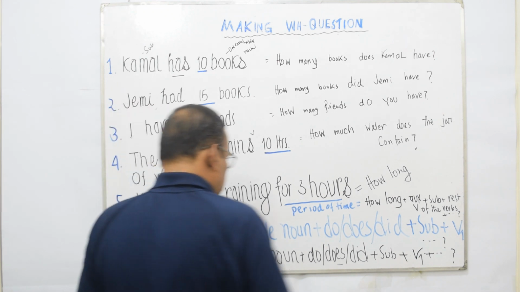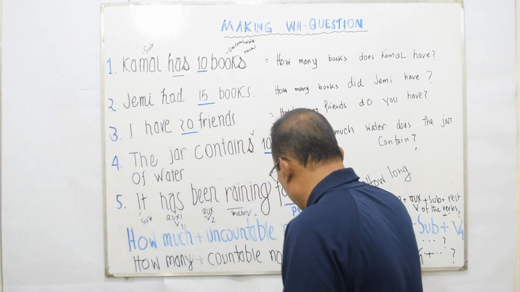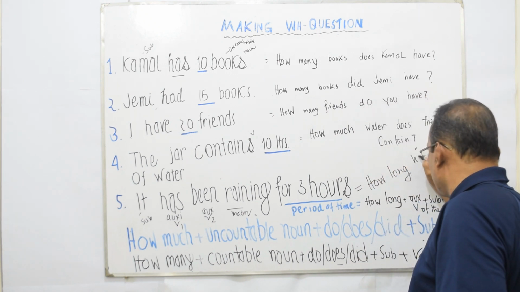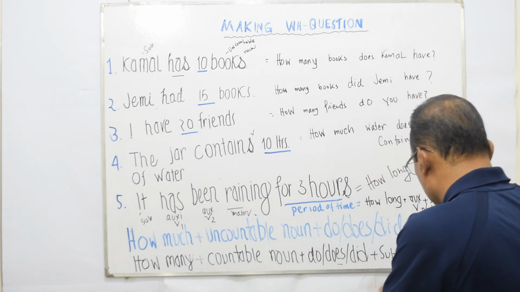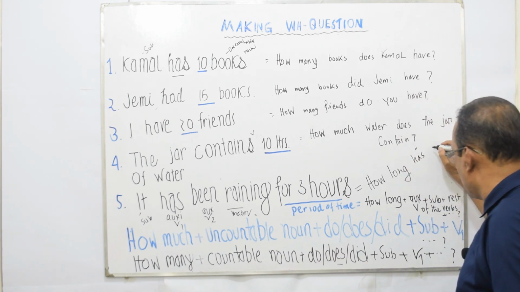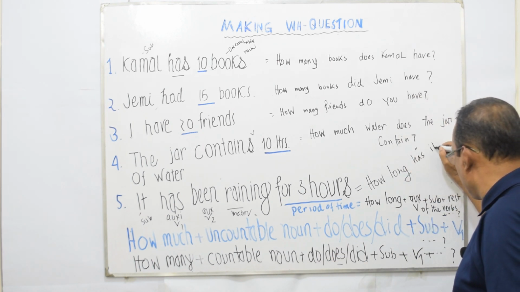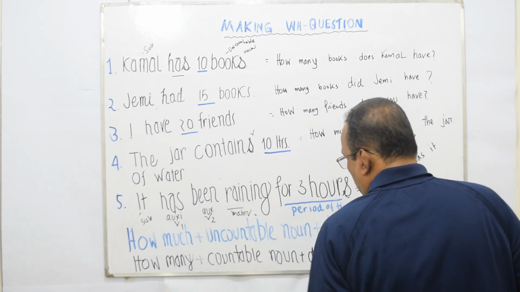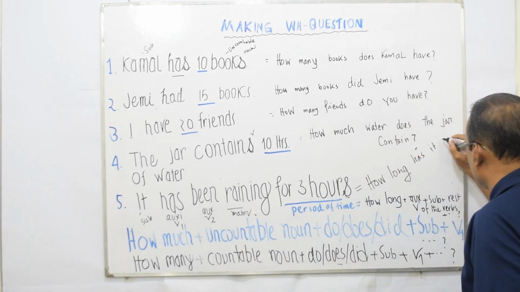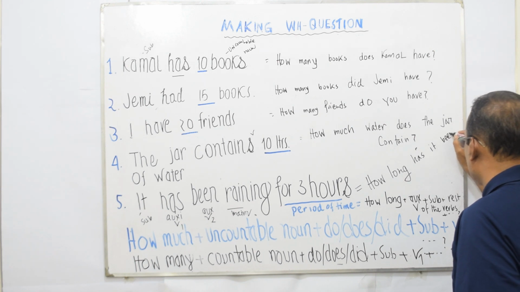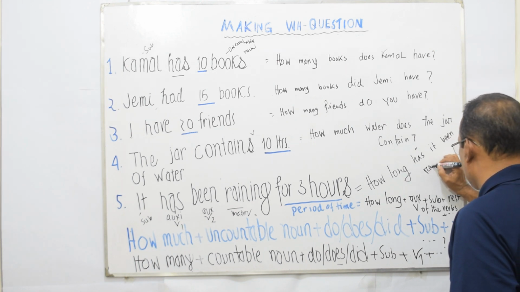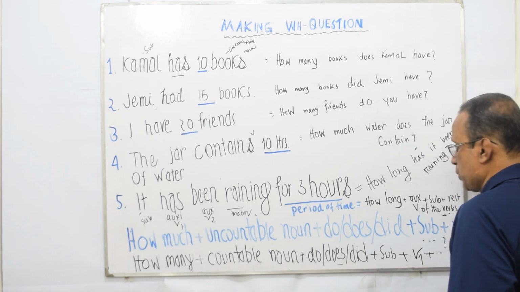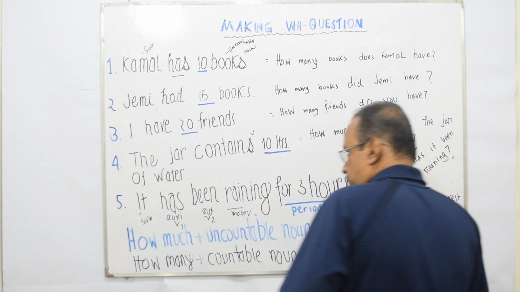So how long? We have to bring the first auxiliary verb. How long has? Then we have to bring the subject, it. How long has it? And after the subject, we have to use these two verbs, been and raining. How long has it been raining? Okay, that is all.